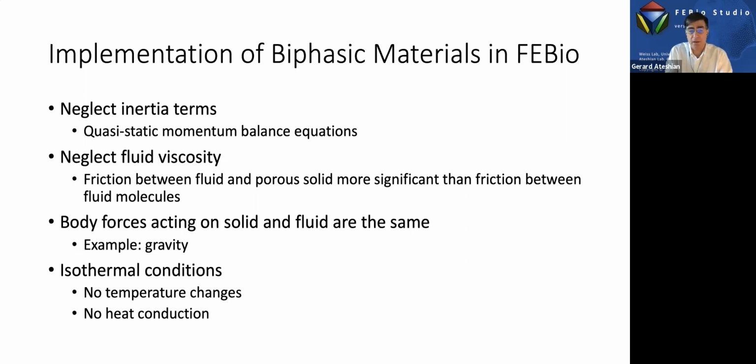And finally, when we derive the equations, we're only solving the mass balance and the momentum balance. We don't solve the energy balance because we're going to assume that the temperature remains constant. So there are no temperature changes, which means we cannot do heat conduction, just like the structural mechanics module, which is not a thermoelasticity module, it's just an elasticity module. It's the same with the biphasic module in FEBio.